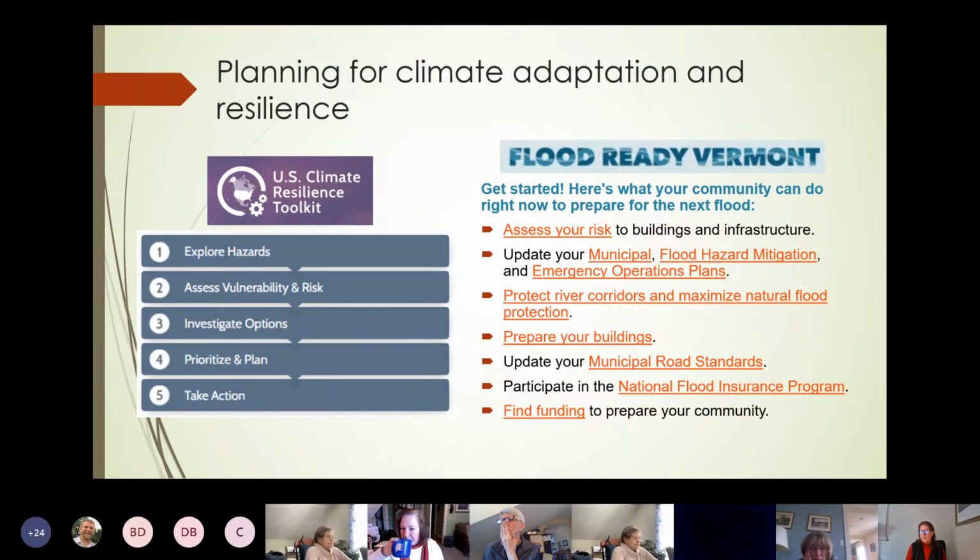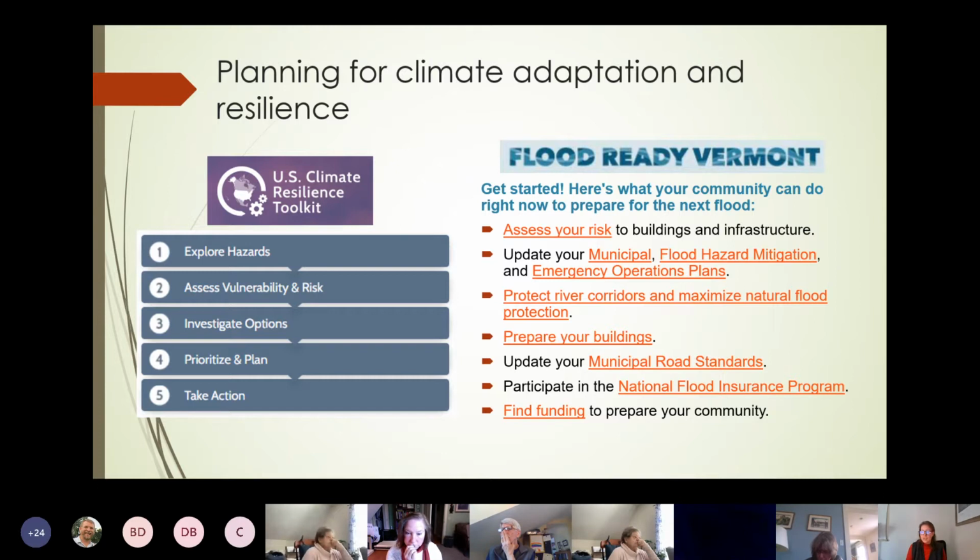Many of you may be familiar with Flood Ready Vermont. Flooding is the number one natural hazard that impacts Vermont communities and is the one that most Vermont communities face as their number one risk. So Flood Ready Vermont has a number of key tips to think about as you think about planning for resilience and adaptation in your communities. And it often falls in line with that table or the graphic I just showed you previously. So assessing your risk for both buildings and infrastructure, and I would include your natural communities in there as well.